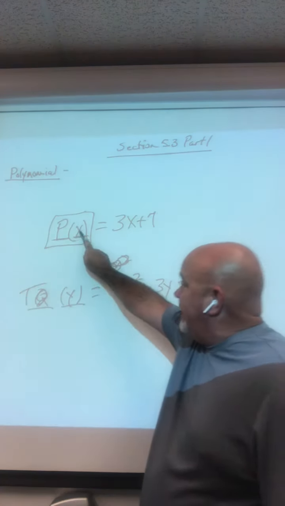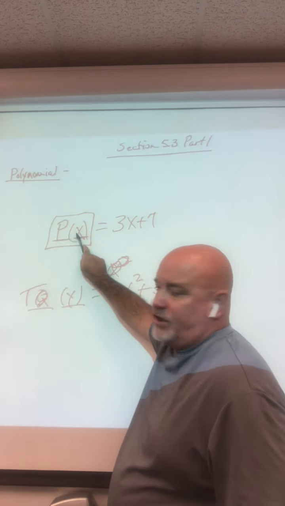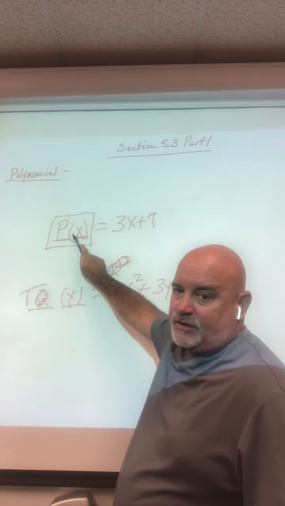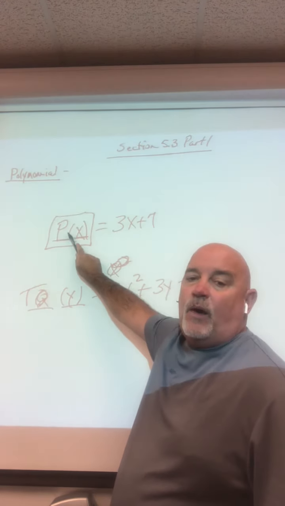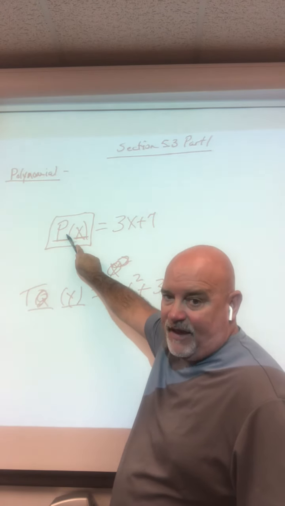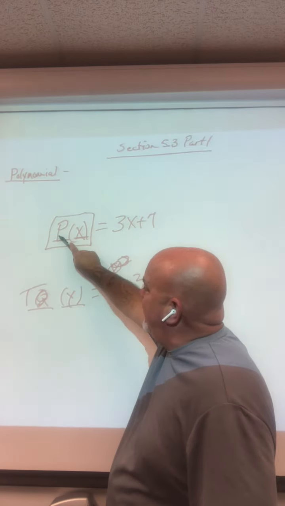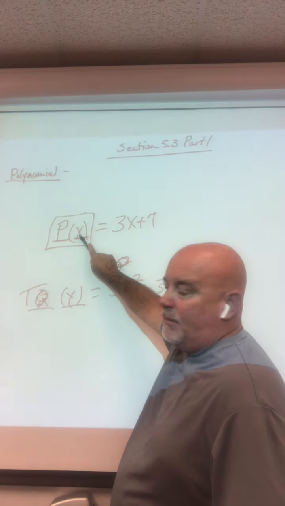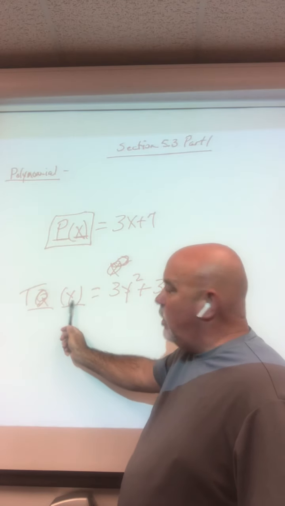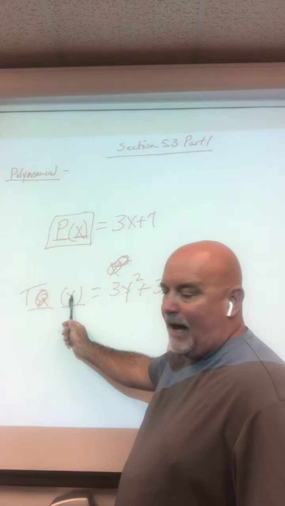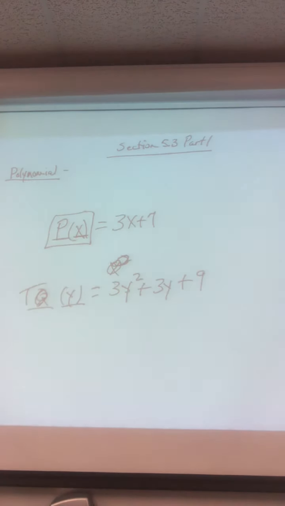Now, when we read this, we put the word "of" in between these two. That way you won't read it this way, P times X. This is not P times X. The way we read it is P of X. So this polynomial, the first name is P, and it uses the X variable. P of X. T of Y. Or Q of Y. Not Q times Y. Now, here's the reason that's significant.